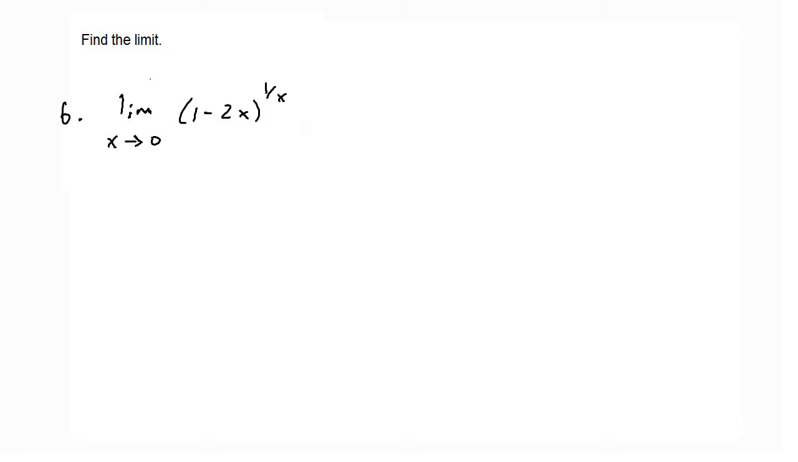So continuing off the previous video, now let's take a look at number 6, where we have to find the limit as x approaches 0 of 1 minus 2x raised to the power of 1 over x. If I first use direct substitution, plugging in 0 for x, we get 1 minus 2 times 0 is 0 to the 1 over 0 power. So then we get 1 raised to the 1 over 0 power.